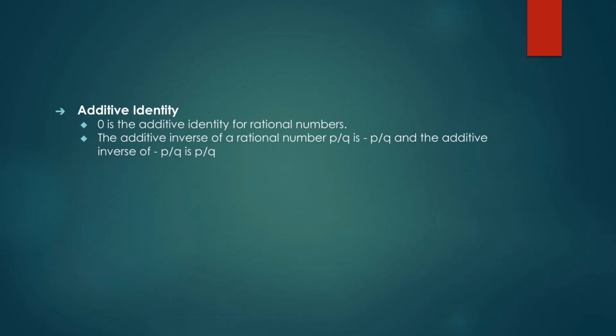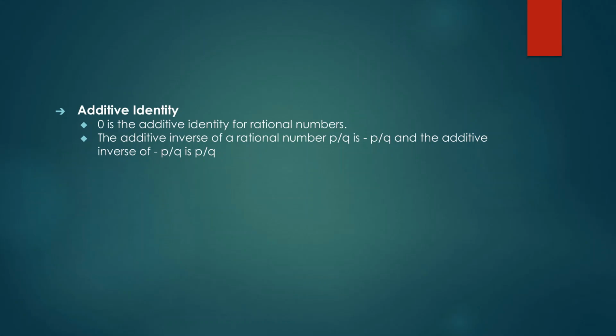Our next topic is identities of rational numbers. Here we have two identities. What are they? Additive identity and multiplicative identity. What is an additive identity? 0 is the additive identity for rational numbers.